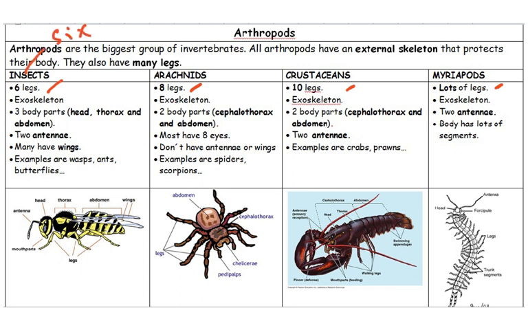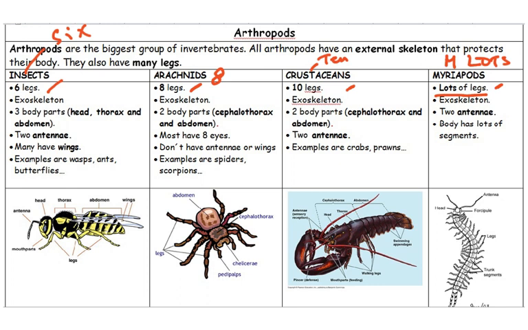8 legs, how are we going to remember 8? Somehow you have to remember 8. Arachnid 8. Crustaceans 10 legs, there's a T in it, 10 legs. And myriapods have lots of legs. So myriapods M, L, lots of legs.